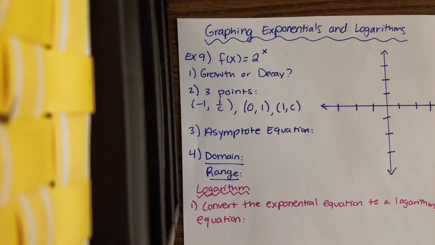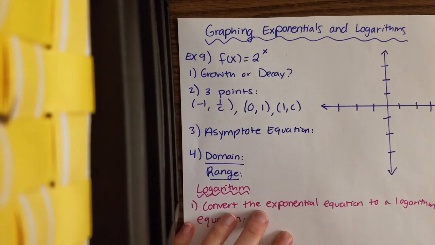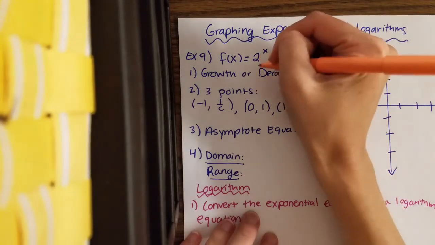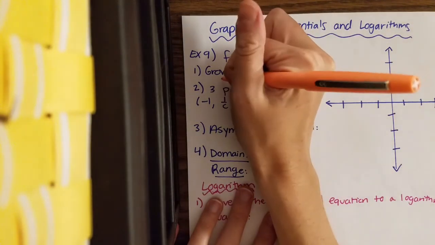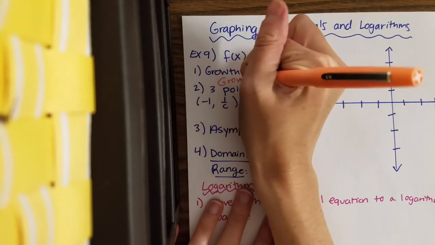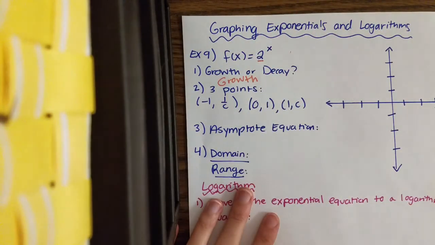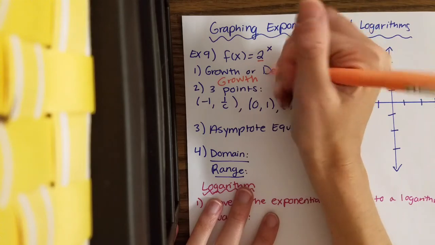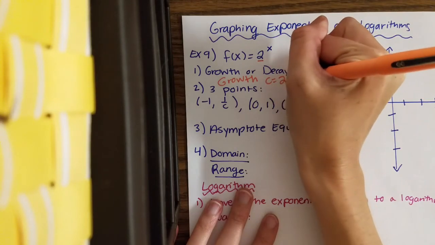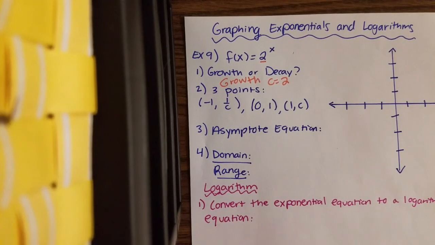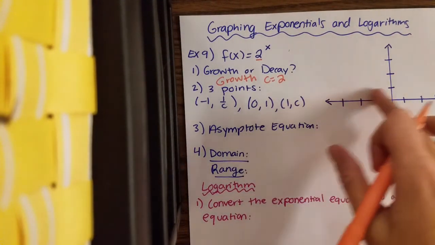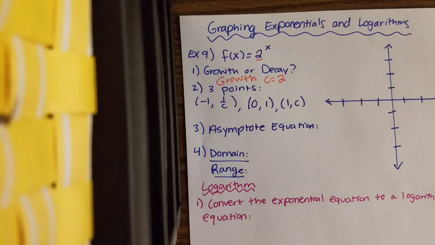Okay, so we're looking here. Our exponential is f of x equals 2 to the x power. So first we have to ask ourselves, is this a growth or a decay? Since the base of our exponential is not a fraction, remember, that means it's a growth. It's going to be growing. So this is a growth, because your c value is not a fraction. So we know that when we graph this, it should be increasing.